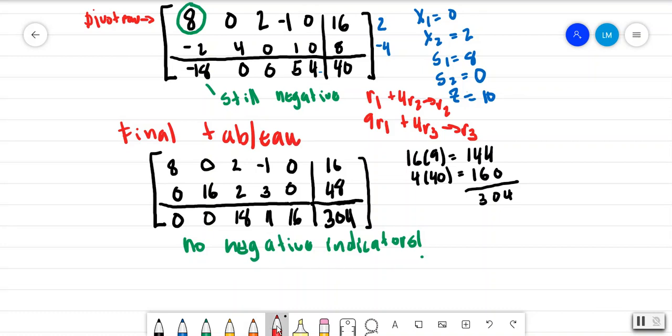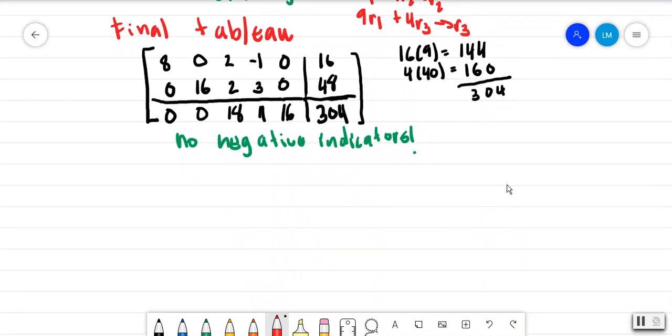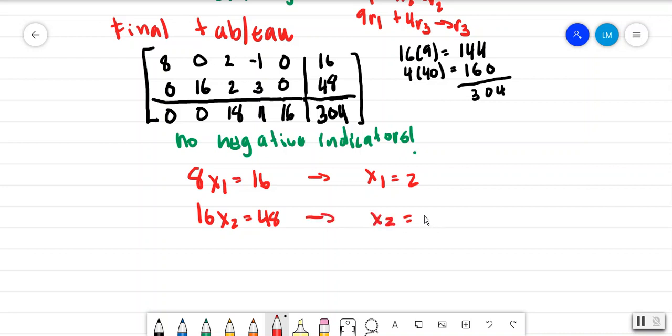Now, the next step is reading the solution from the tableau. So we have that there's a basic solution. You have 8x1 equals 16, which gives you that x1 is equal to 2. And then you have 16x2 equals 48, which tells you that x2 is equal to 3. Now, s1 is equal to 0. Why? Because it's non-basic. s2 is also equal to 0. Why? Because it's non-basic.